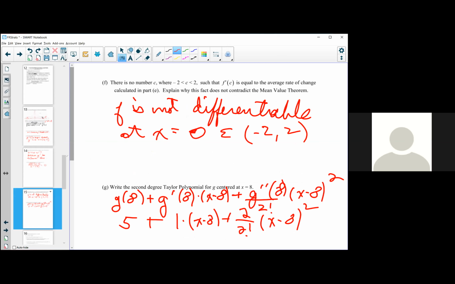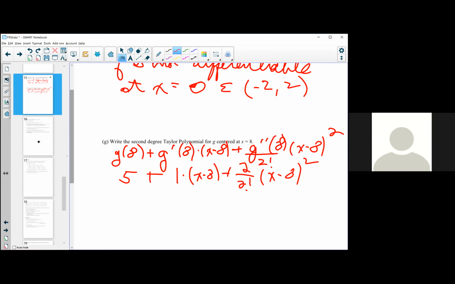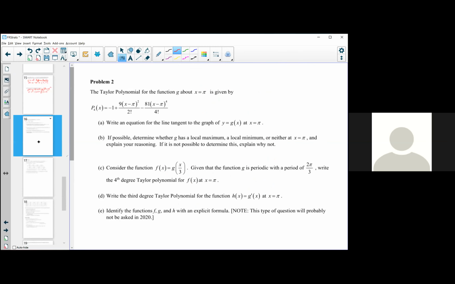Okay. Any questions, please type them into the chat if you have any question about any of that. The rest of the time that we have, about 15 minutes left, is time for us to look at highlights from these next few questions that I have ready for you. So this problem 2 focuses quite a bit on Taylor polynomials.